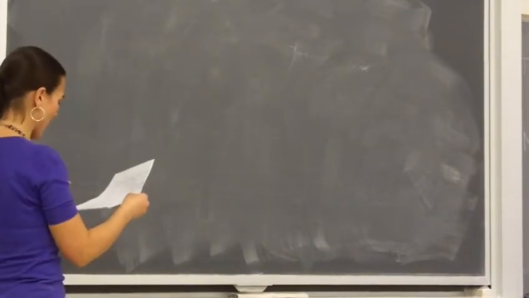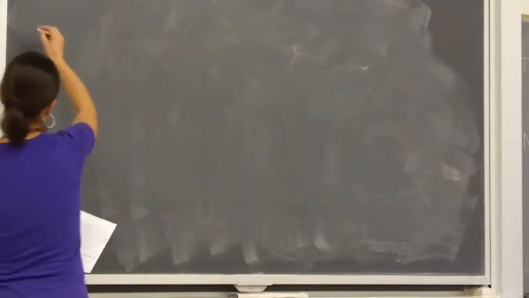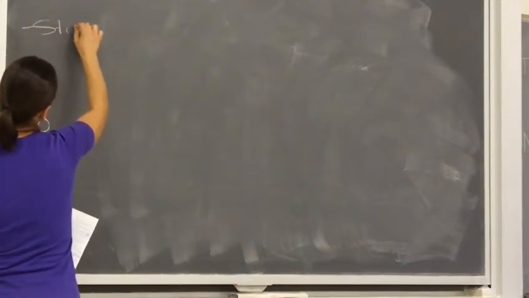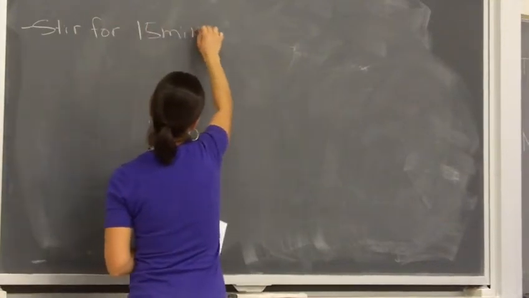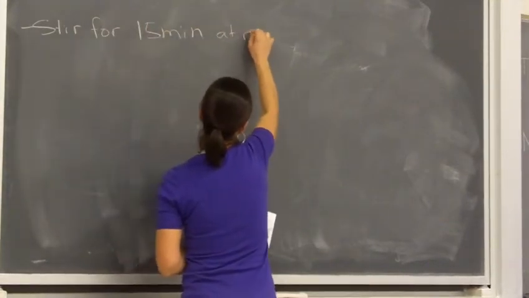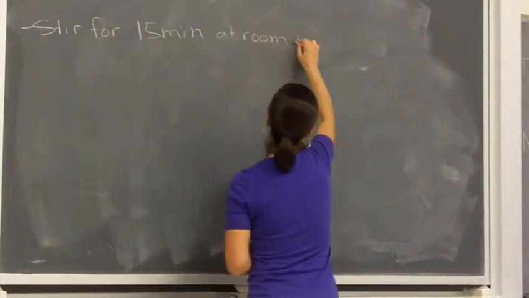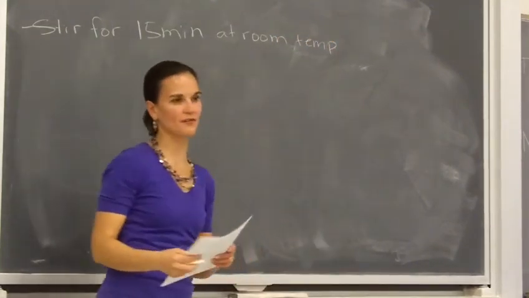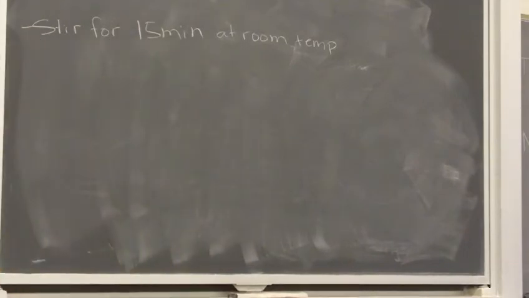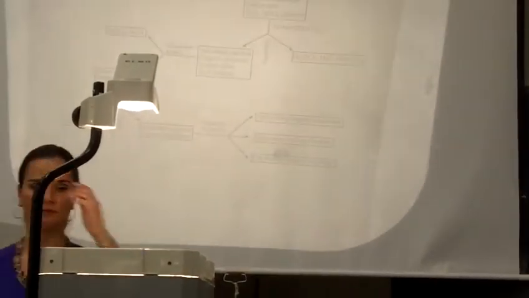All right. Okay, so now after that addition, then you're going to stir for 15 minutes at room temp. Okay. So you'll take the cold water bath off, stir for 15 minutes at room temp. Once you've done that part, now you're ready for the workup of the reaction. Okay? And this is going to involve us adding the sulfuric acid.